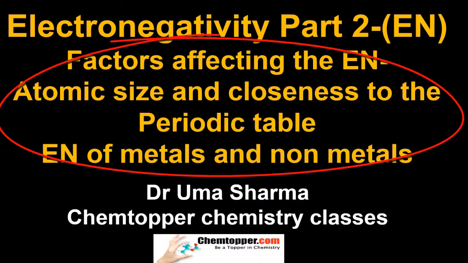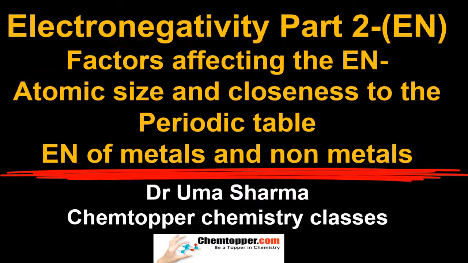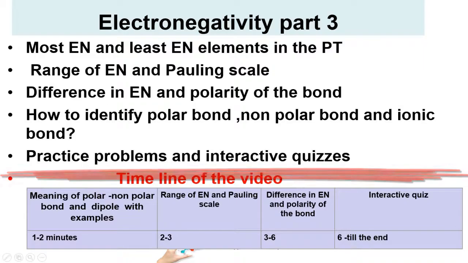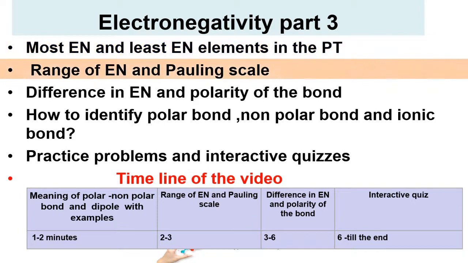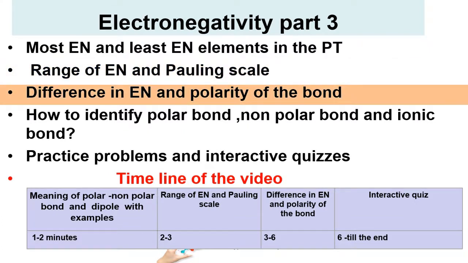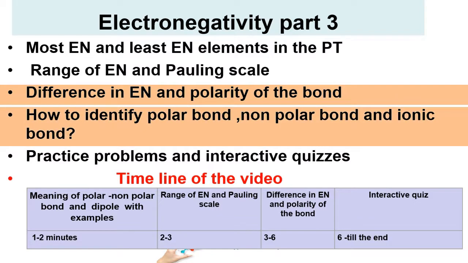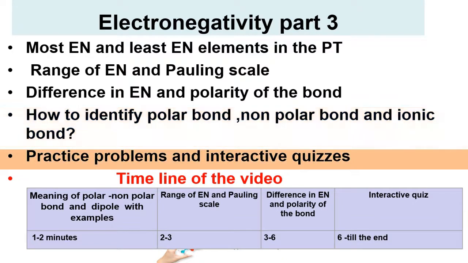We also covered why metals have very low electronegativity and non-metals have high electronegativity, followed by plenty of practice problems and an interactive quiz. In the Electronegativity Part 3 video, we will identify which element has the highest and the lowest value of electronegativity on the Pauling scale, and what the range of electronegativity is. Based on the difference in electronegativity, we will see how to identify a polar bond, a non-polar bond and an ionic bond, followed by some practice problems and a quiz.